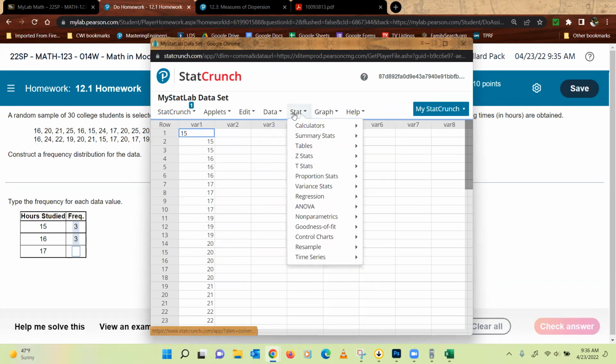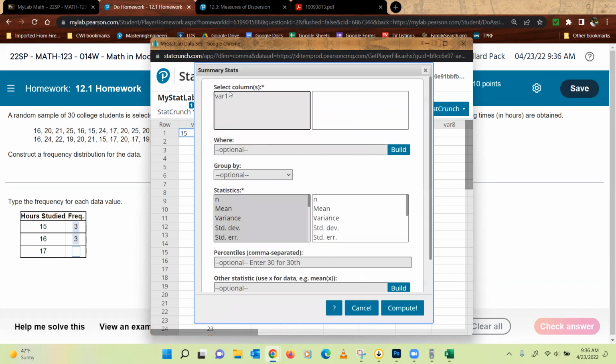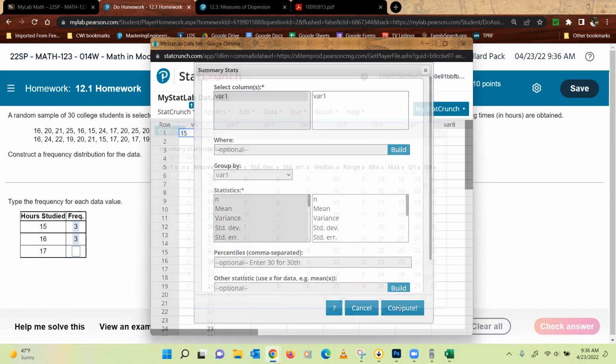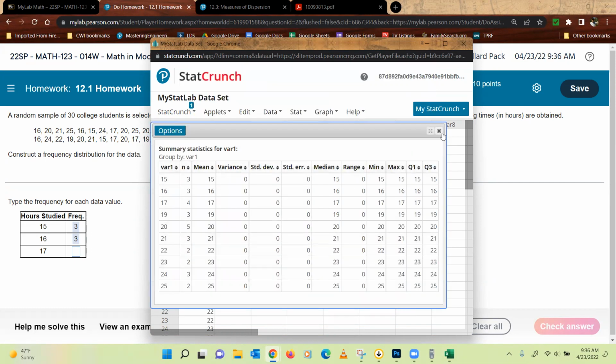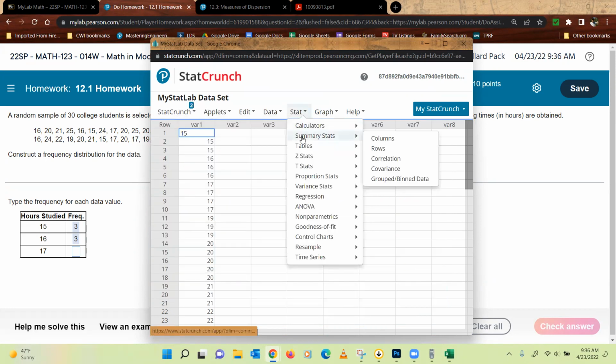But now I'd also like to calculate the mean, maybe. And it always takes me a minute to remember what I'm looking for. But I think I want summary stats columns. I want variable 1. And I'm going to group by variable 1. And notice it's got n, the number of items. It's got the mean. It's got standard deviation. Now when I hit compute, oh, it gave me each one. There's another one. Let me find it. Oh, I was sure that was it.